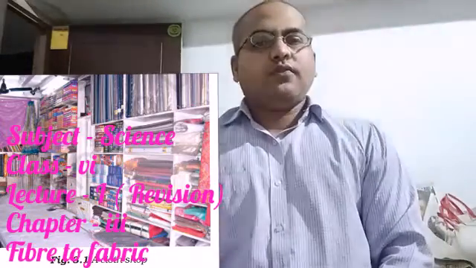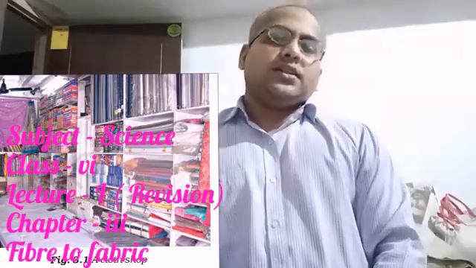So first of all, fiber. Fibers are thread-like structures which are used to prepare yarn, and yarns are used to prepare fabric, and from fabric we get clothes. There are two types of fibers we use in our day-to-day life. The first type is plant or natural fibers, and the second is synthetic fibers.